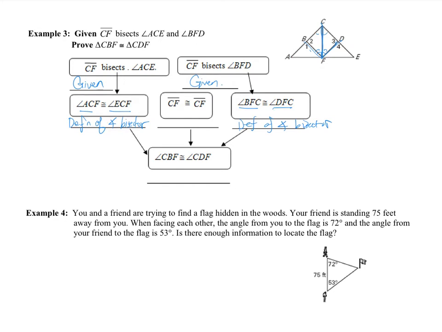Now that I've proved these two pairs of angles congruent, I can state that in the middle, CF is congruent to CF by the reflexive property, and therefore triangle CBF and triangle CDF are congruent to each other by the ASA congruence postulate.